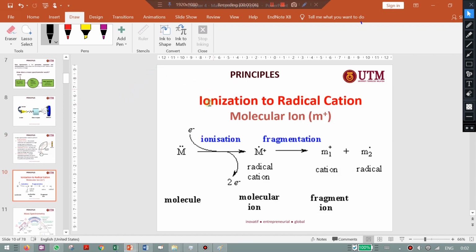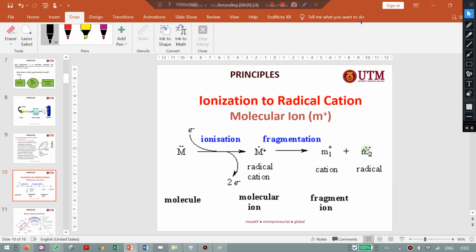Alright, principle: ionization to radical cations. Again, the electron will bombard your molecule, and the molecule will lose one electron, so the molecule becomes a radical cation. The radical cation is not stable, so we go to the fragmentation process. In the fragmentation process, it will split into a cation and a radical.